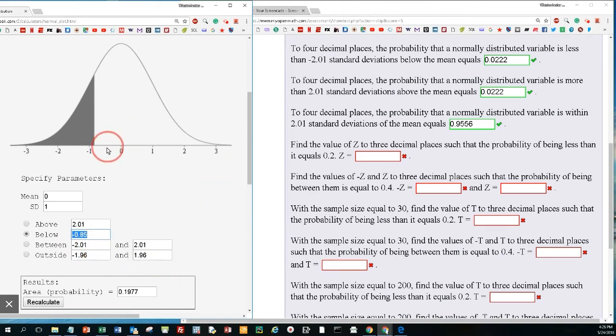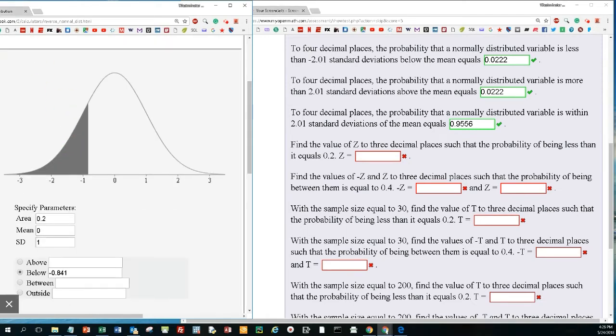So when this value here is negative 0.85, this value is 0.1977. We're getting really close. Is there a better way to do it? Well, yeah. On the same website, they have what's called the inverse normal distribution.